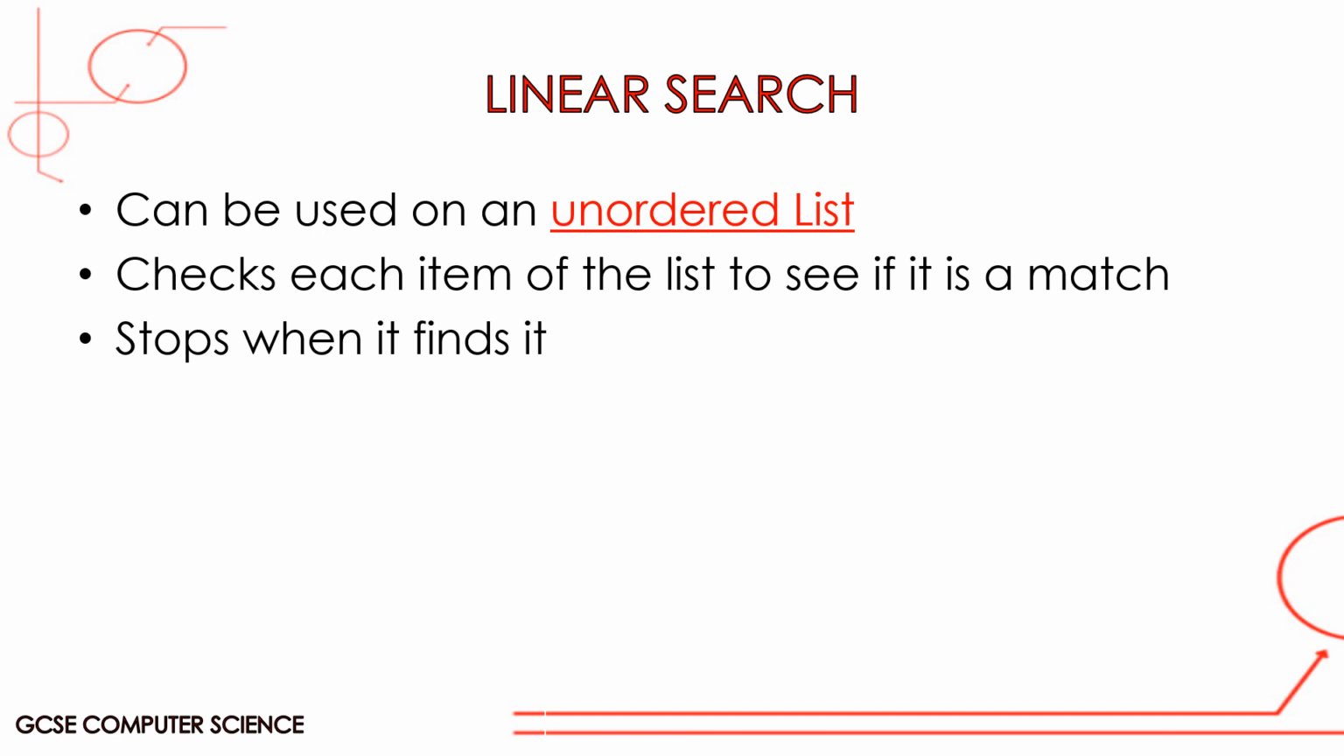Now we go on to the search algorithms. There are two search algorithms, linear and binary search. A linear search can be used on any list. It doesn't have to be in order. And it essentially just checks each item in the list to see if it's a match. And then it stops when it finds it.